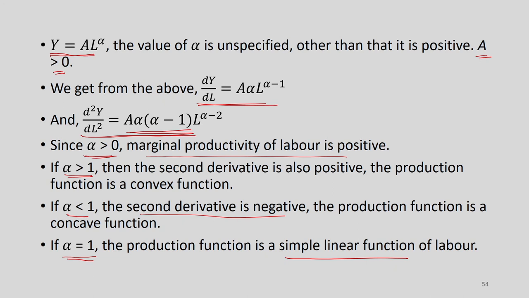Okay? And actually, what you are going to get if alpha is equal to 1, L to the power alpha minus 1 will be equal to L to the power 0. So, this is a constant term, the whole thing becomes a constant. It simply becomes equal to capital A. So, dy dl is equal to capital A, which is a constant parameter. So, that is how the output is going to look like.